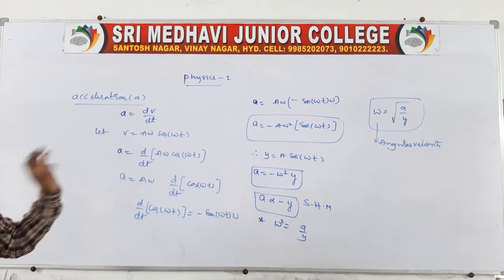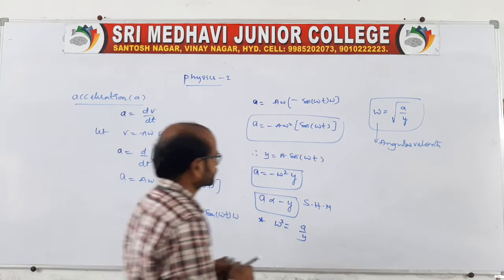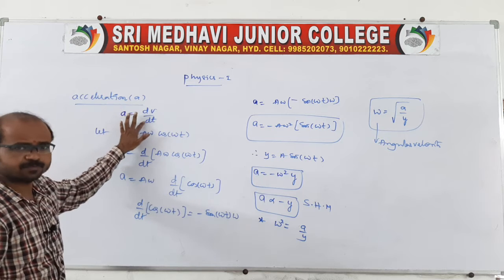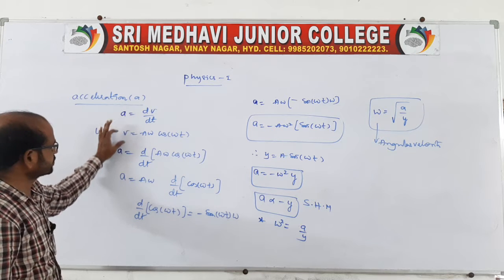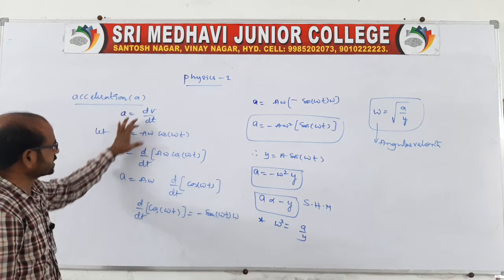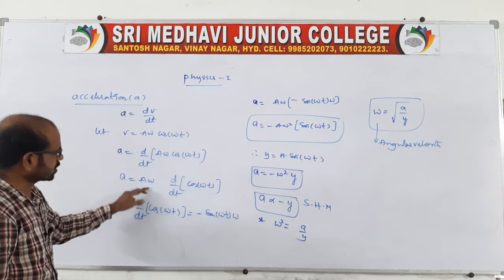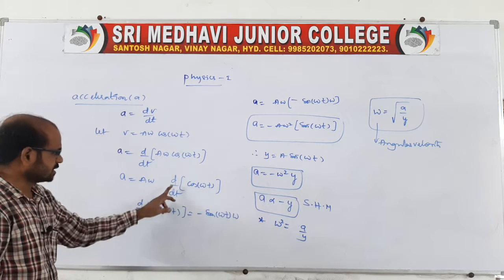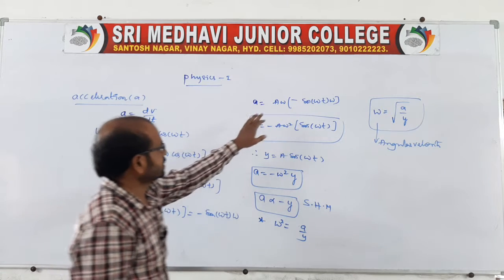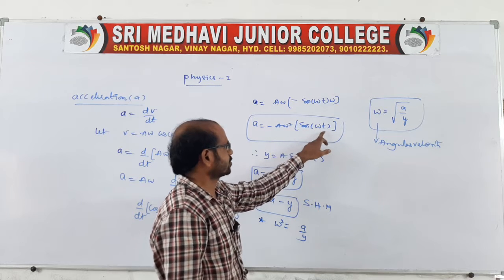And in this also again we have to take cases. There are two cases. First, I'll tell you acceleration is nothing but the rate of change of velocity. The velocity expression is V equal to A omega cos omega t. Then a is equal to d by dt of A omega cos omega t. Taking A omega common, d by dt of cos omega t is minus sin omega t times omega. Therefore, we get minus A omega square sin omega t.